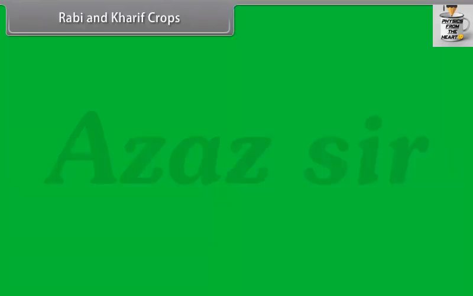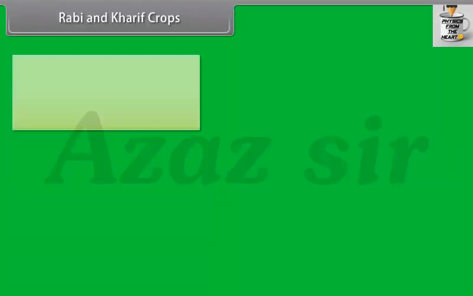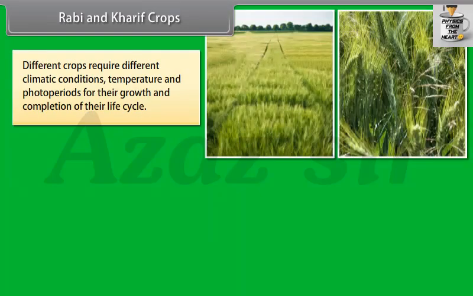Rabi and Kharif crops. Do you know that different crops require different climatic conditions, temperature and photoperiods for their growth and completion of their life cycle? We have already studied that growth of plants and flowering are dependent on sunlight.